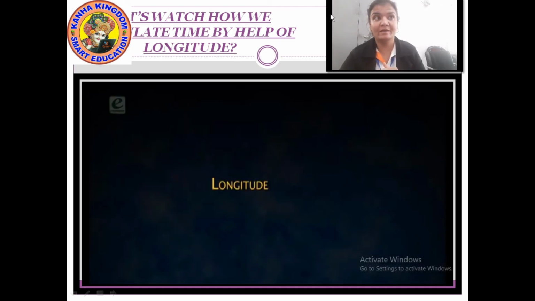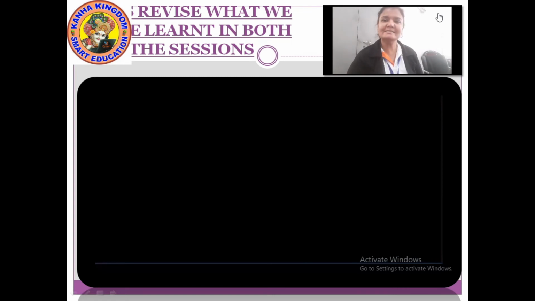We have seen how we can calculate time with the help of longitude. Okay. Now, let's take a quick revision. Let's revise it quickly. What have we learned in both the sections? In both the sessions, what did we learn? About the longitudes, latitudes, equator, prime meridian, international date line, how to locate places, and how to calculate time. We will revise what we have learned in both the sessions.